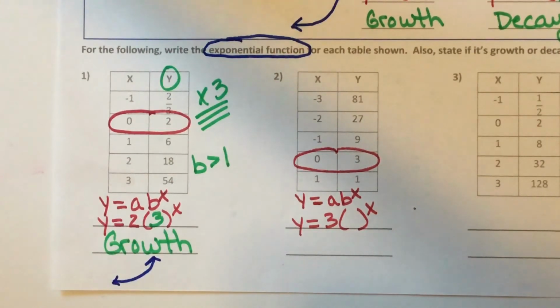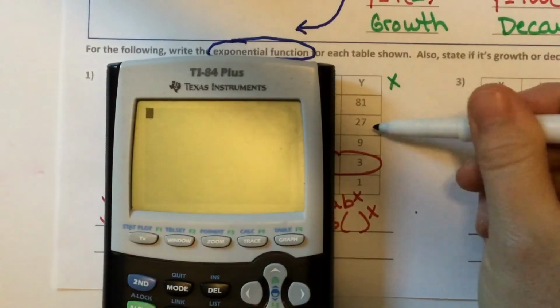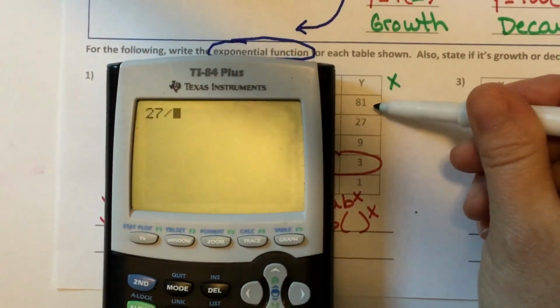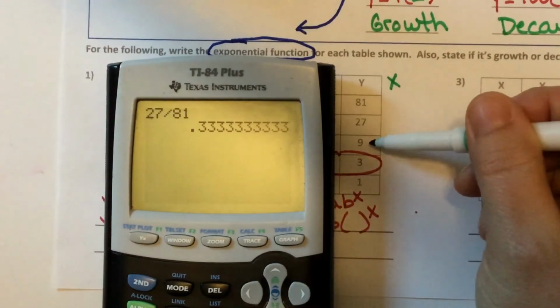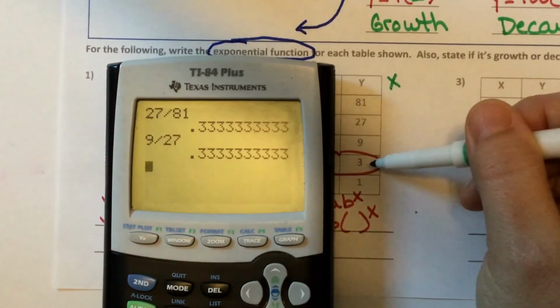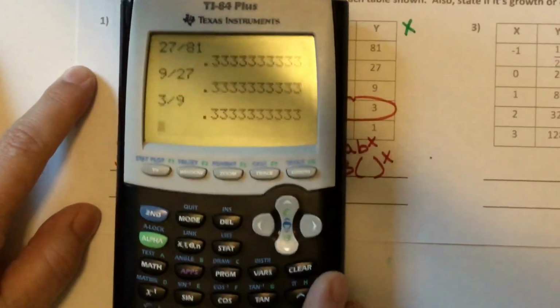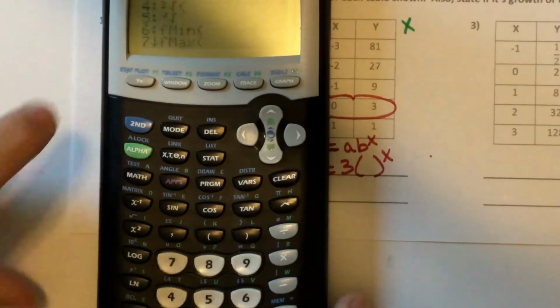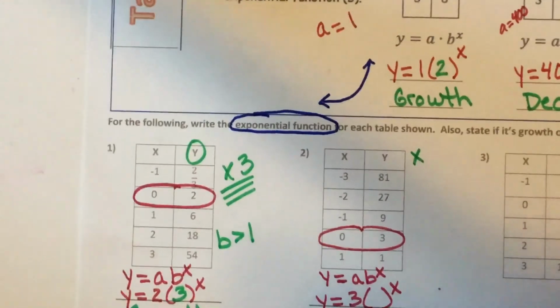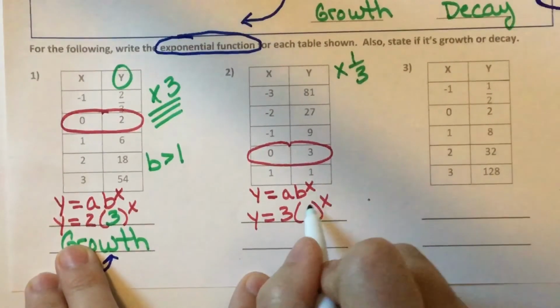So, can you tell what these y's are multiplying by? This one's trickier, isn't it? Okay, so let's take the 27 and divide by the 1 above it. 0.33333. Let's take 9 and divide by the 1 above it. 0.3333333. Let's take 3 and divide by the 1 above it. Okay, so that's what these are multiplying by. Let's make that a fraction. So math, enter, enter, and I get 1/3. So these are multiplying by 1/3 the whole way through the chart. So that's our B. So our B is 1/3.